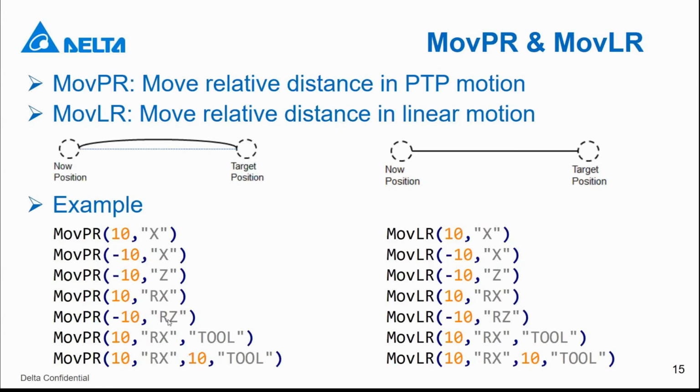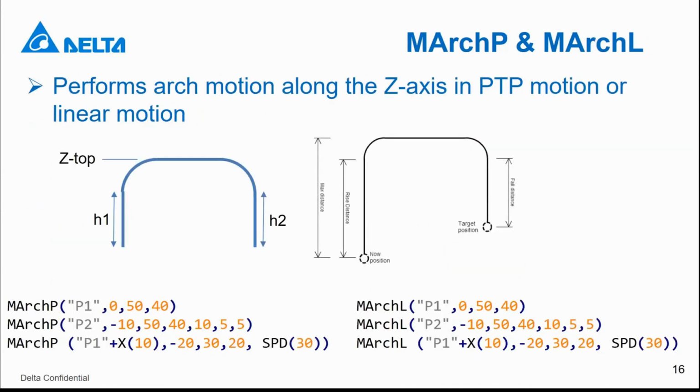So you can use it in all other different directions, even like RX, RZ. And you can also define in which coordinate, like here we want to move in the tool coordinate, Rx, and then 10 degrees. Also, you can change the speed here. And for the move LR, it's a similar usage, just a different motion. It's a linear motion.